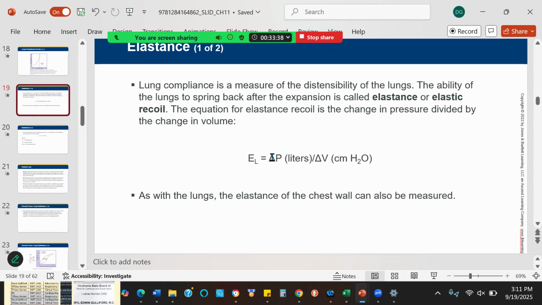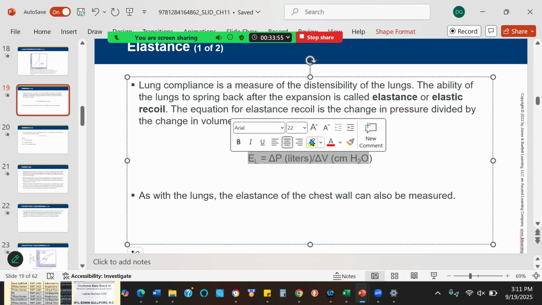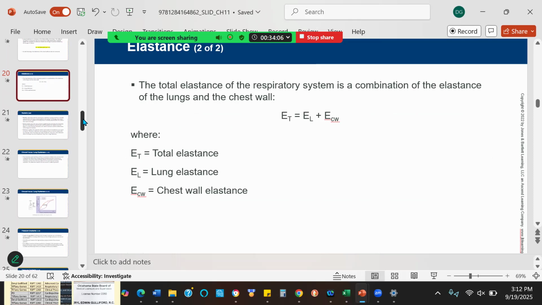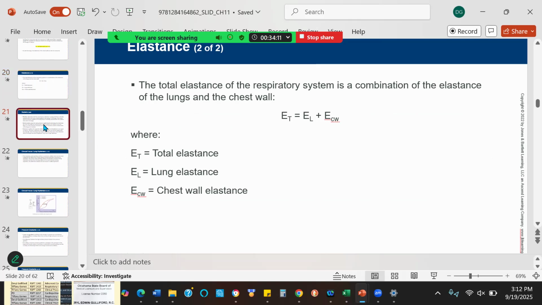Elastic recoil, change in pressure divided by change in volume. So you might say that that is the opposite of compliance. It's the reciprocal of compliance. Elastance or elastic recoil. And there's the formula. That one I can highlight. All right. Total elastance is the elastance of the lung and the elastance of the chest wall. So that's very much like we had with compliance. Total elastance, elastance of the lung plus elastance of the chest wall.